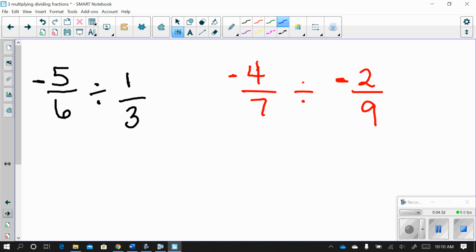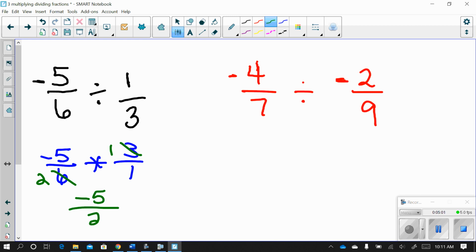Okay, your turn. Pause the video and try. Okay, so remember, keep, change, flip. So negative 5 over 6, keep. Change that to multiplication. Flip this guy, 3 over 1. Okay, you should be looking to see if you can cross-cancel at all. Negative 5 and 1, nah. Ooh, 3 and 6. 3 goes into both of those. So 3 goes into 6 twice. 3 goes into 3 once. Multiply straight across. Negative 5 over 2 times 1 is 2.